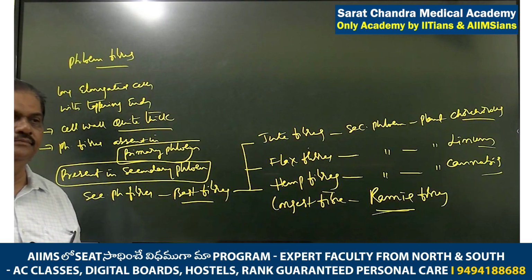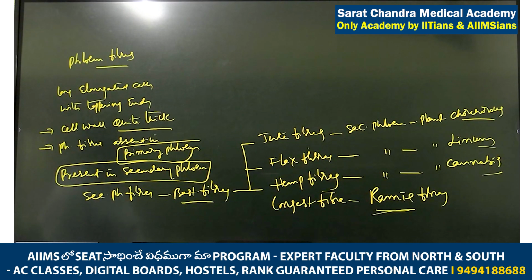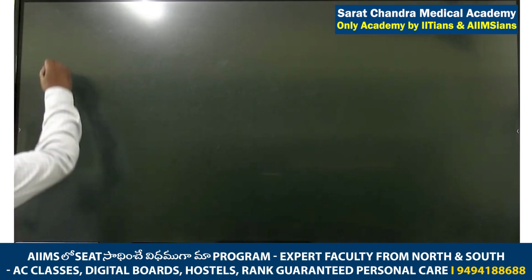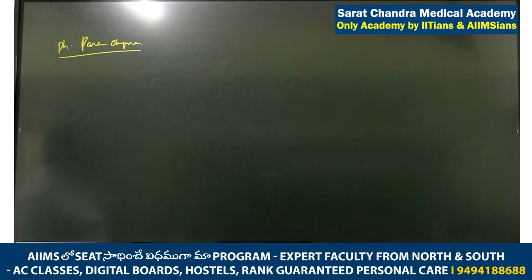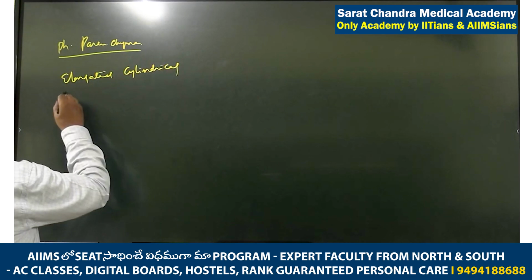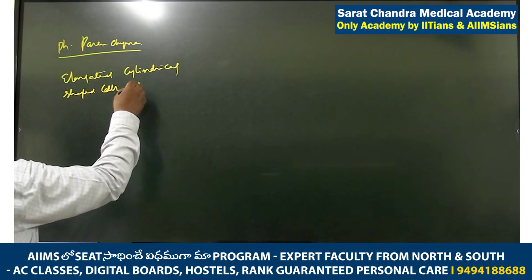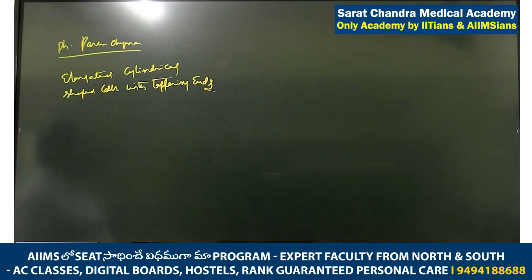So that is about fibers. Next, phloem parenchyma. They are elongated cylindrical shaped cells with tapering ends.